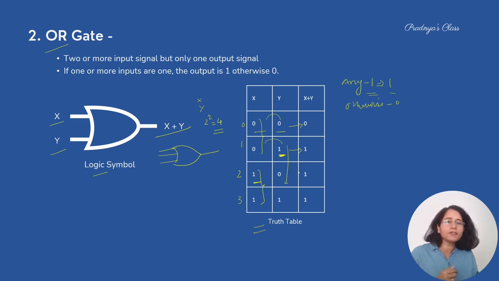Here also one of the inputs is 1, that's why we got the output 1. Here both are 1, so the output is 1.